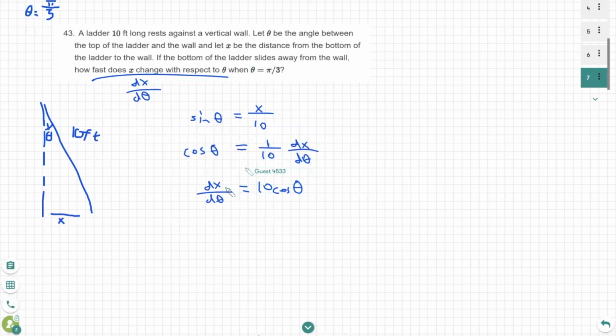Okay, that makes sense, asking for a specific rate, a rate at a specific angle. So then what's that going to be? It'll be pi over 3. Plug in pi over 3, and what do you get? 10 times cosine pi over 3, that's 1/2. Yeah, times 10 is 5. Okay, yeah. And what would the units be for this number?